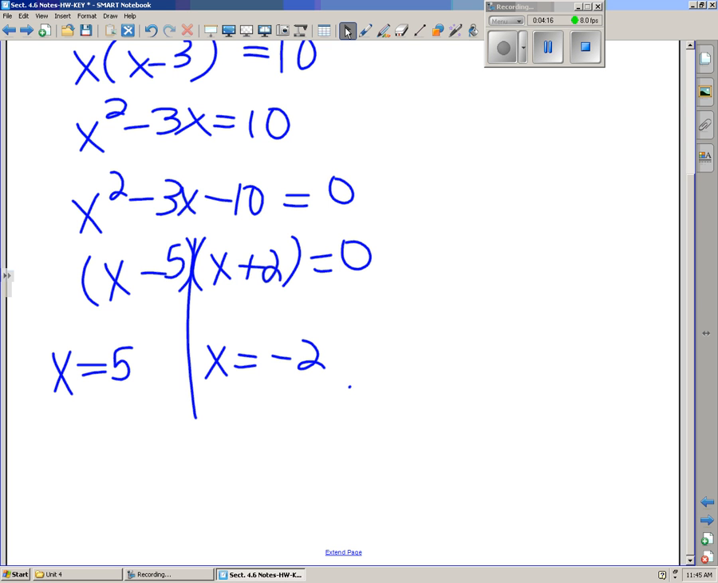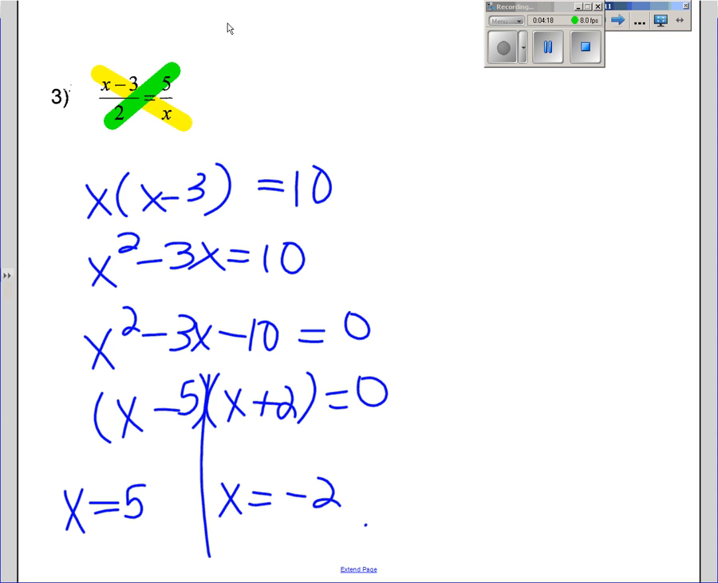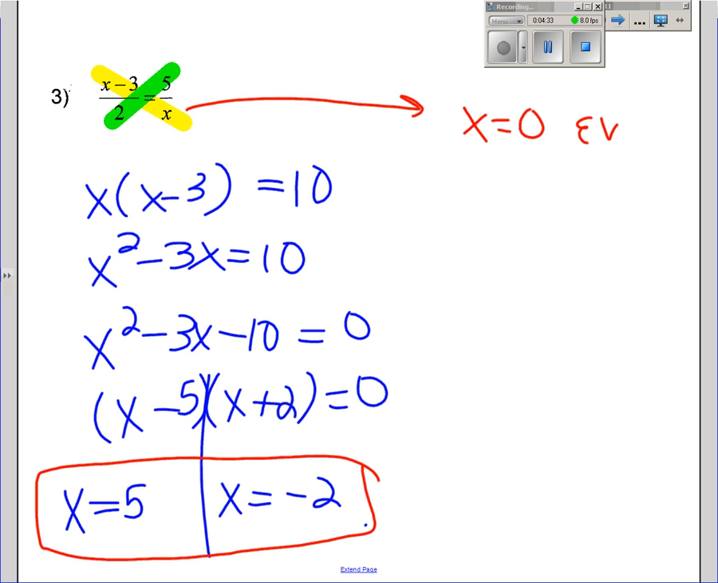Let's take a look to see if we have any extraneous solutions. The only denominator that has a variable in it is this particular denominator, and the only excluded value would be x equal to 0. Neither solution is x equals 0, so both of these solutions are okay. Let's try the last one.